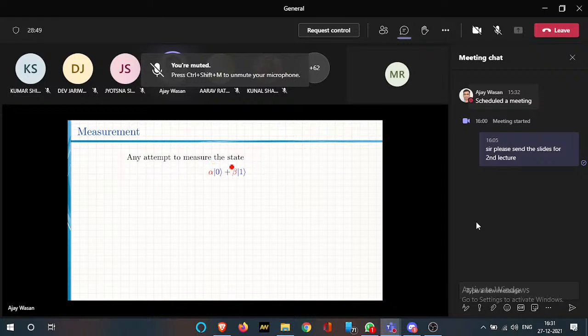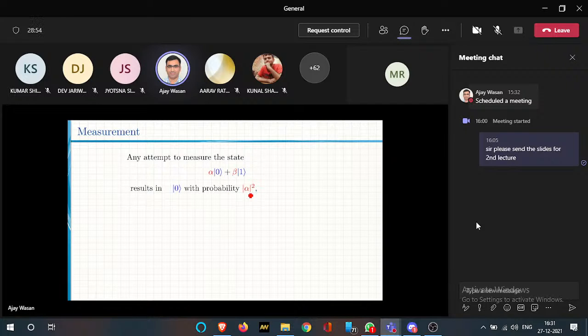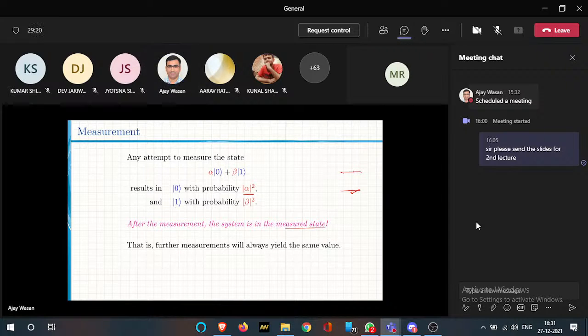If any attempt is made to measure the state alpha|0> plus beta|1>, 0 has a probability of alpha squared, and 1 has a probability of beta squared. So after the measurement, the system is in the measured state. I said just a few minutes back, the system collapses. Suppose I am measuring it here or I measure it here, the system collapses, and whatever we measure, we are in that measured state. So further measurement will always yield the same value.